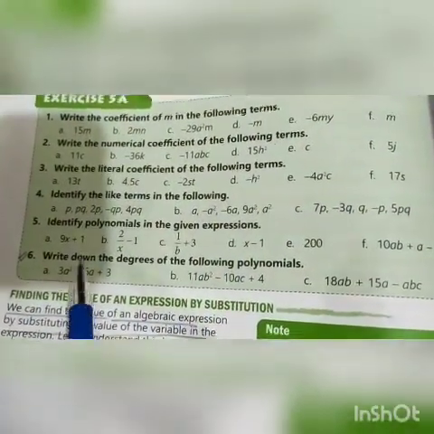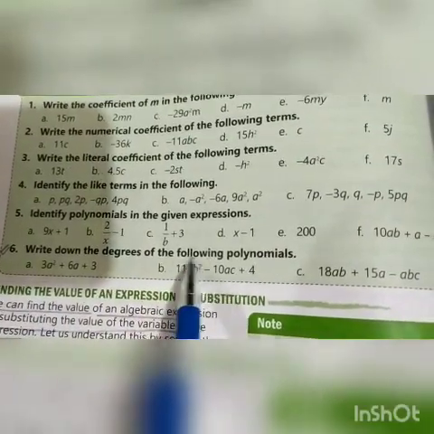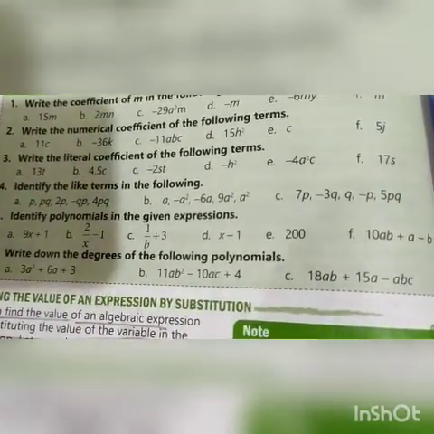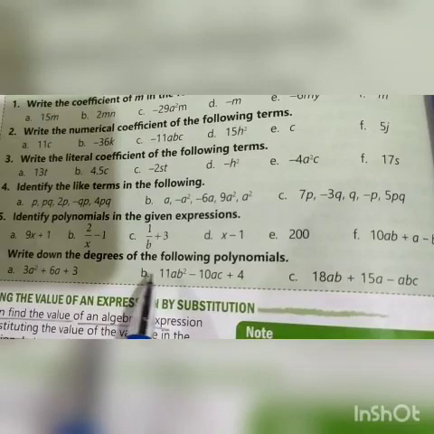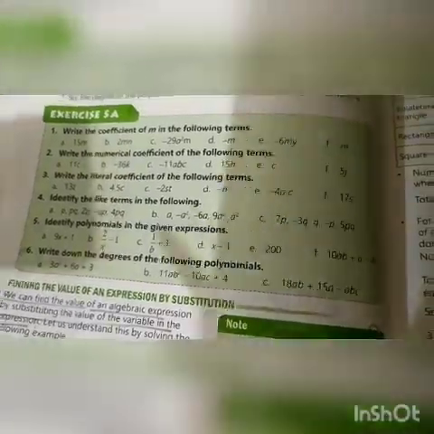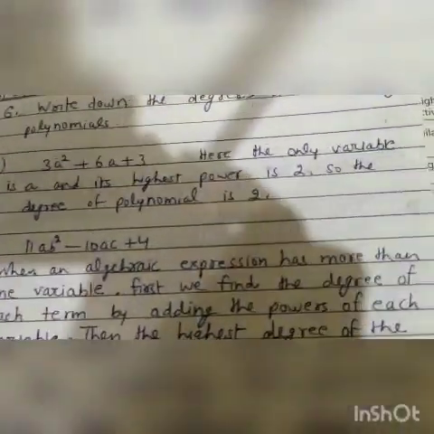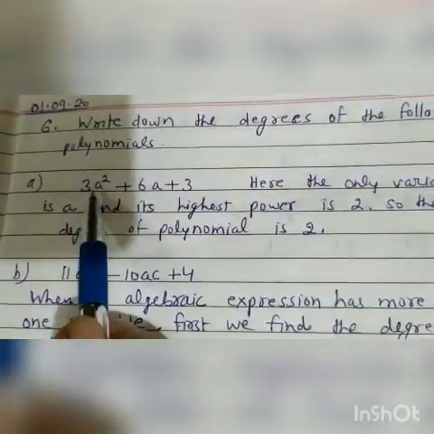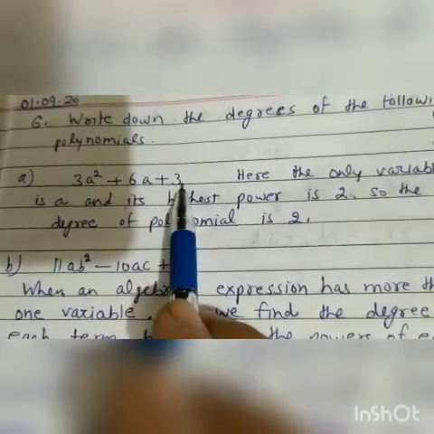Now come to question 6 of exercise 5a. Write down the degrees of the following polynomials. There are three questions, part A, B and C. Part A is 3a square plus 6a plus 3. So see here, 3a square plus 6a plus 3.